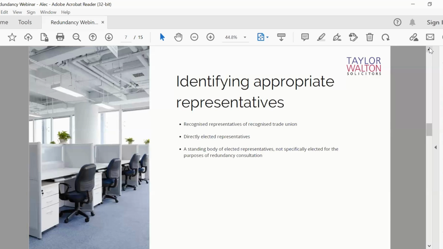So it can be time consuming, but it's important from the very outset to plan ahead what your process is in terms of getting the representatives elected or in place.